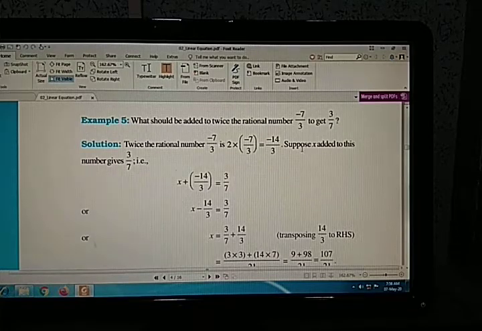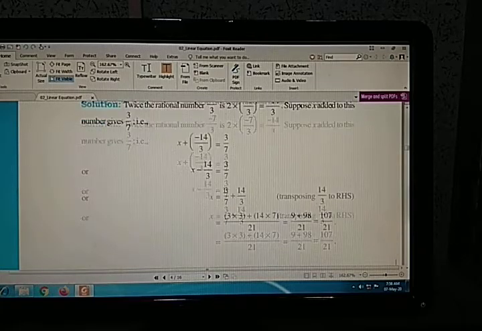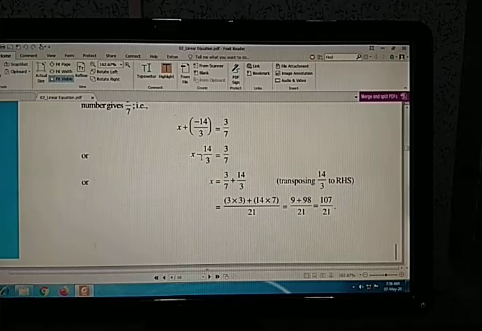Then we will consider a variable x, or the number, let us consider the number to be x. Then we'll add this x to twice of this number, which will be equal to 3 by 7. Since there is a plus symbol and inside the bracket there is minus, plus minus will be minus. Then we'll take the LCM, or simply what you can do is transpose this thing to the right hand side. It will turn out to be plus.